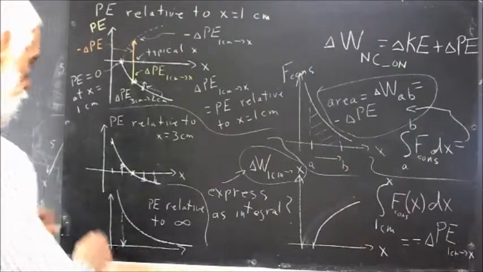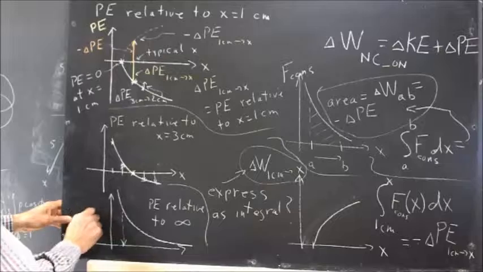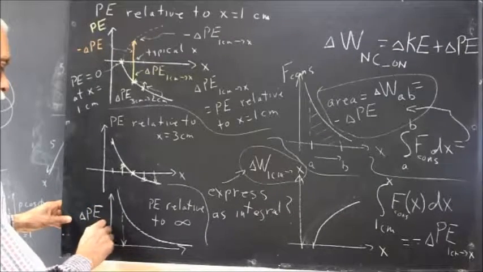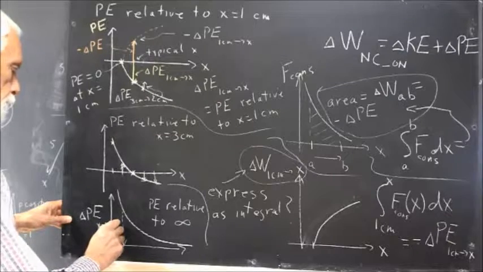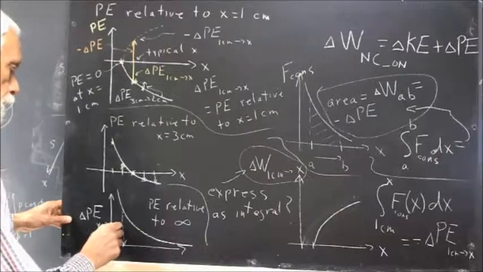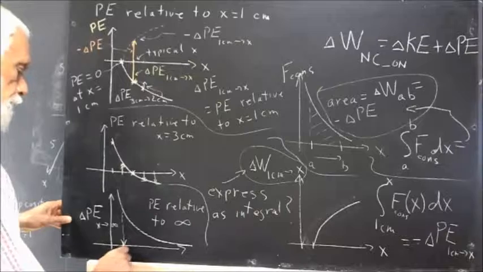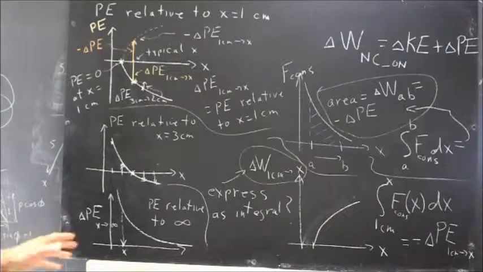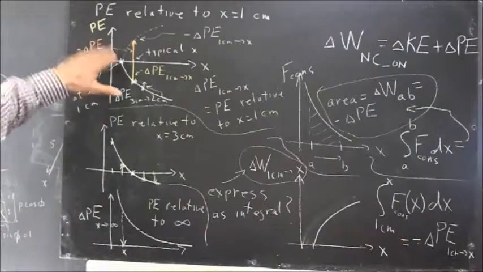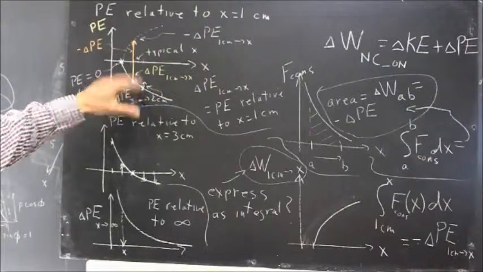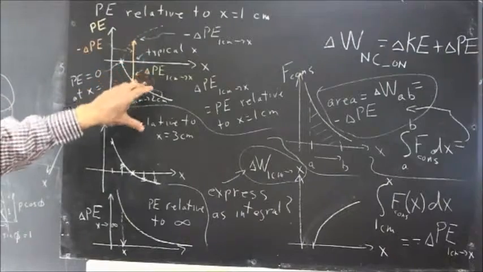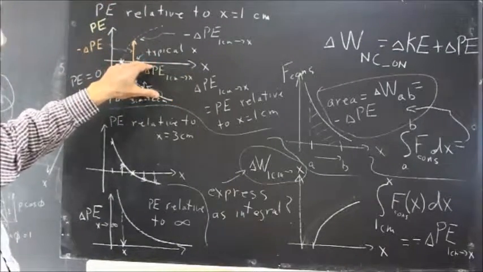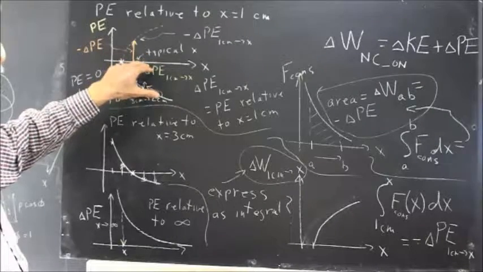So I could label this arrow delta PE from x to infinity, where this point is x. Again, this potential energy curve is what it is. It can be raised or lowered, and when you raise or lower it, wherever you intercept the x-axis, that's the 0 point for measuring potential energy.